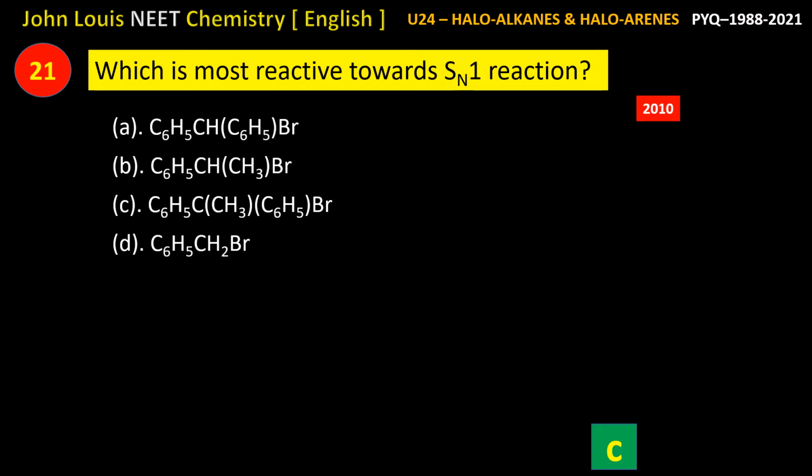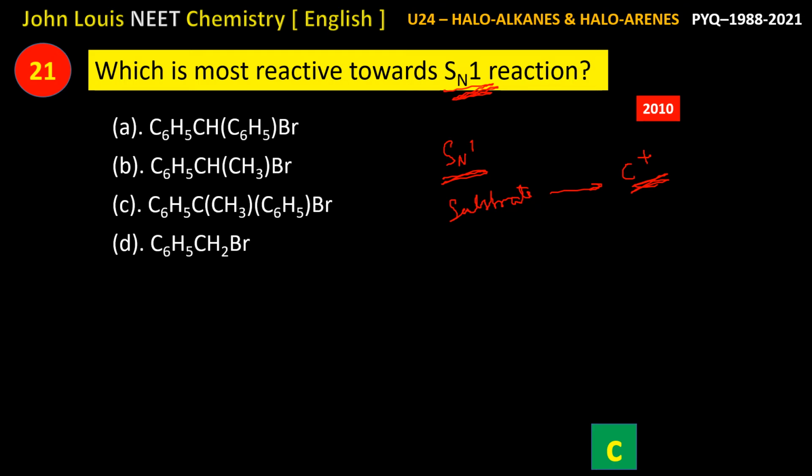Which is the most reactive towards SN1 reaction? See, in SN1 reaction, for any substrate, when it undergoes SN1 type of reaction, the intermediate is a carbocation. So whichever compound produces the stable carbocation will be most reactive. So now we have to see among these four options given, which one will form the more stable carbocation.